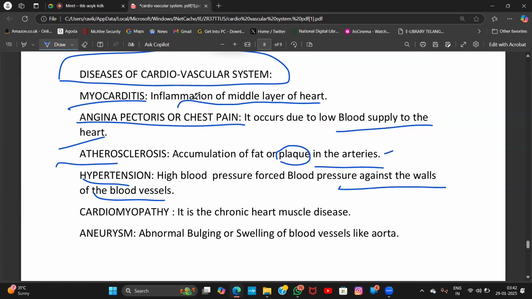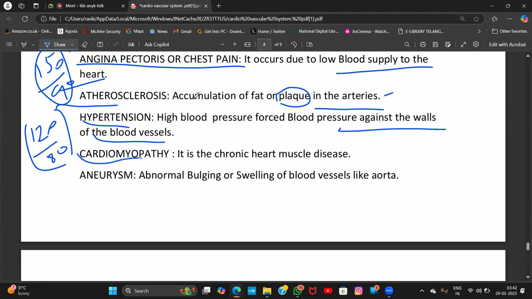What is the normal blood pressure? 120/80. If the pressure on the blood vessels like arteries and veins is 150 by 90, it is called hypertension. What is it called? Hypertension. Hypertension is also called high blood pressure, high BP anta.